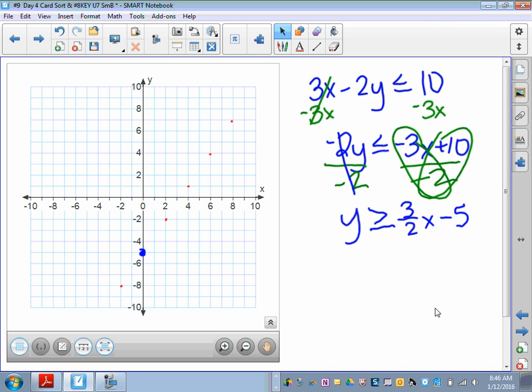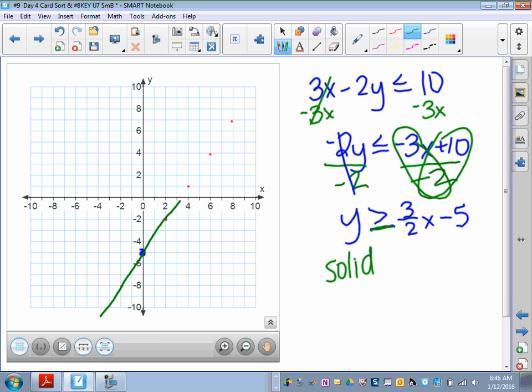Okay. So now we have to decide what type of line and what type of shading. Is this a solid or dotted? Good. It's a solid line because we have the or equal to. So this is a solid line. And let's see how well I can do with that. Remember, guys, these ones especially, you want a straight edge when you draw your line. Yes, I have a ton of rulers back here. You're welcome to come back and get one, or you can take the back calculator like I showed you guys. But these really need straight edges.